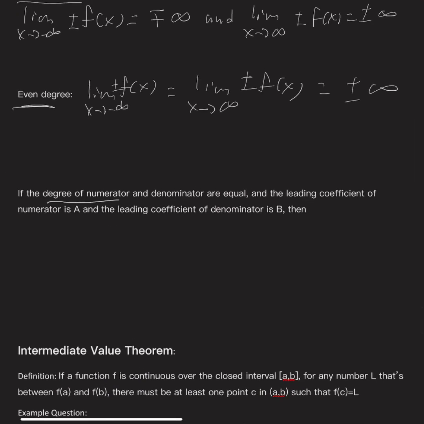If the degrees of the numerator and denominator are equal, and the leading coefficient of the numerator is a and the leading coefficient of the denominator is b, then the limit as x approaches positive or negative infinity of p of x divided by r of x is equal to a divided by b.